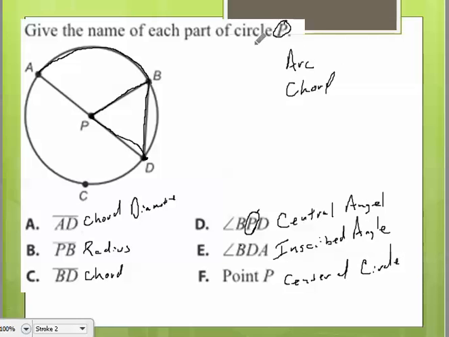How did I know that? It was telling me that right here. Circle P, that's the inside of the circle. Now let's look at some arcs.